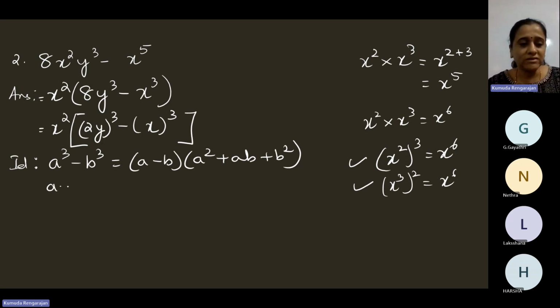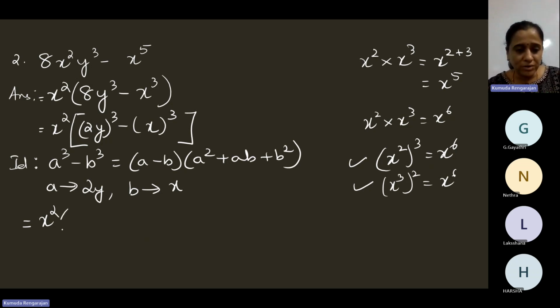So what's your a here? 2y. What's b? X. So now continue the equal to sign like this. Is equal to x squared. Then use the identity. You must write a minus b. Open a simple bracket. You must write a. What is a? 2y. Then sign, go to the identity. Minus, minus. Then what is b? X. Close the bracket. Open square bracket.